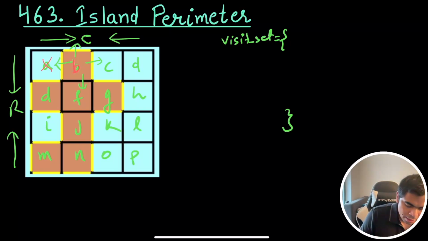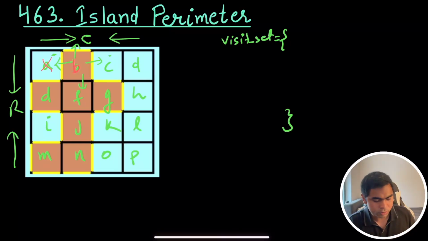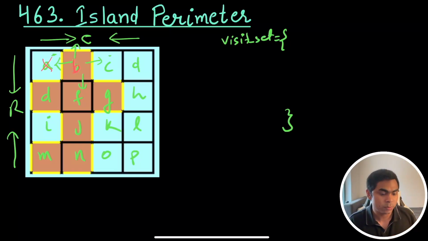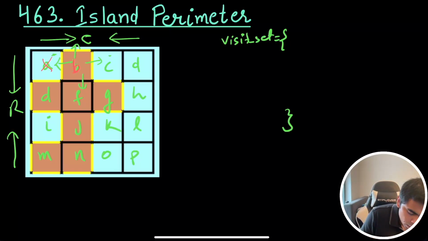Now we'll have a base condition: if this side is out of bounds, or the grid is water, or it's been visited, then we will return 0 if it is already visited. But if it is out of bounds, or the neighboring grid is water, then we need to consider that as a border, so we will return 1 from that side.